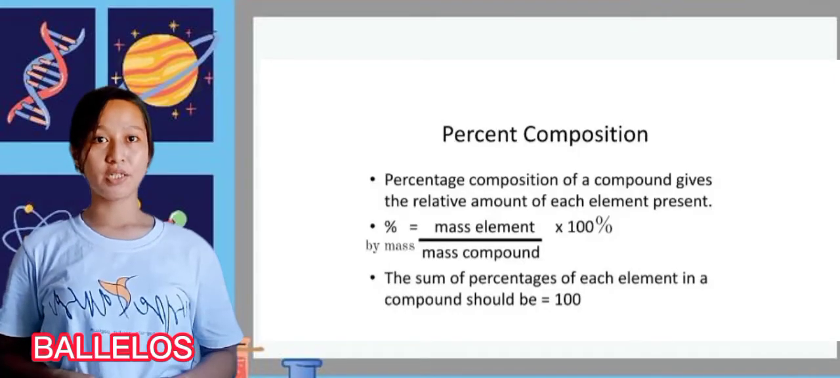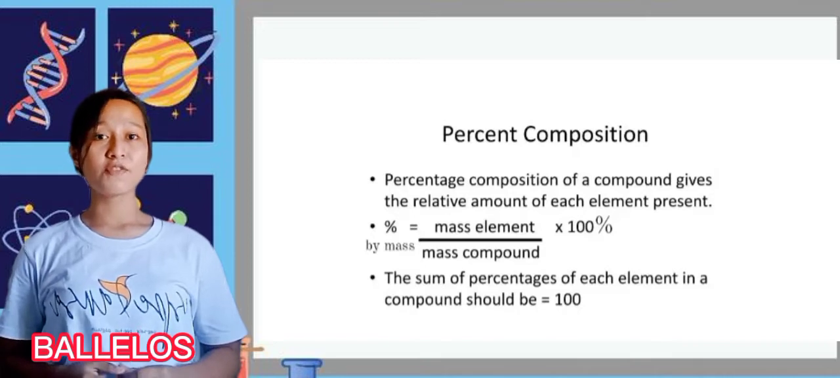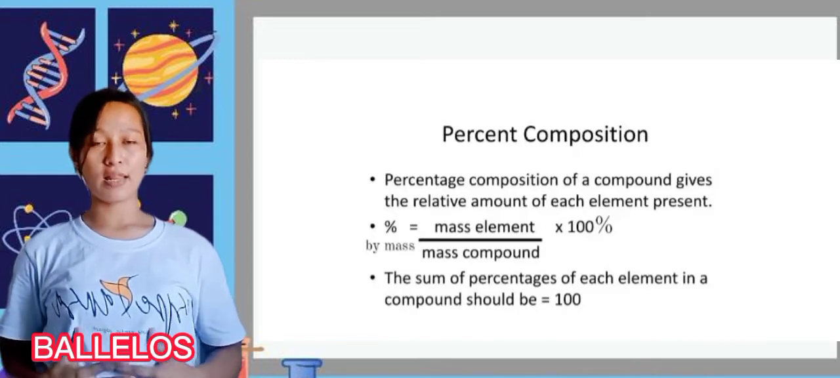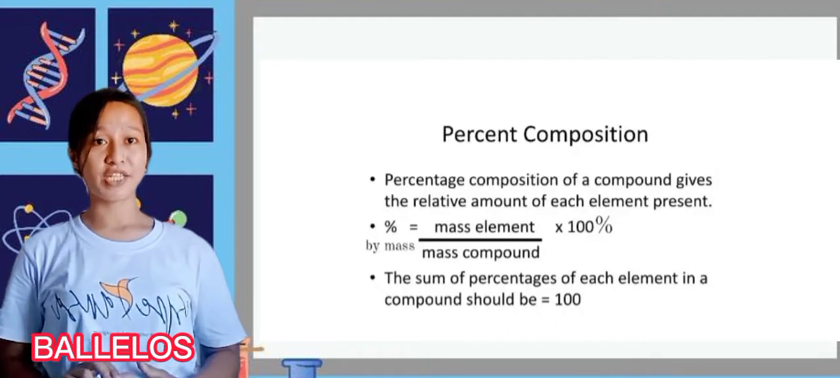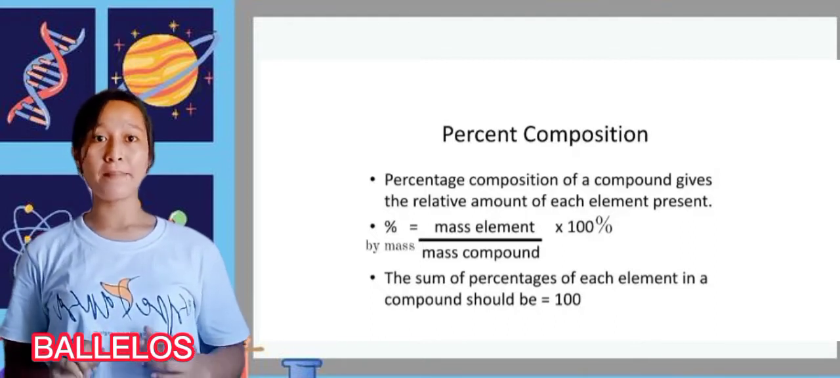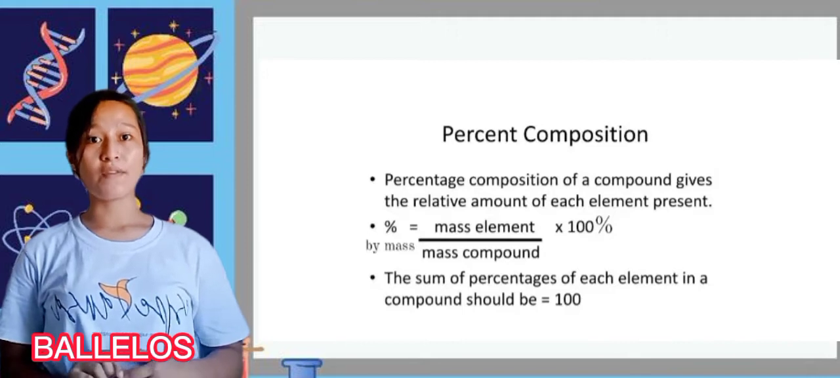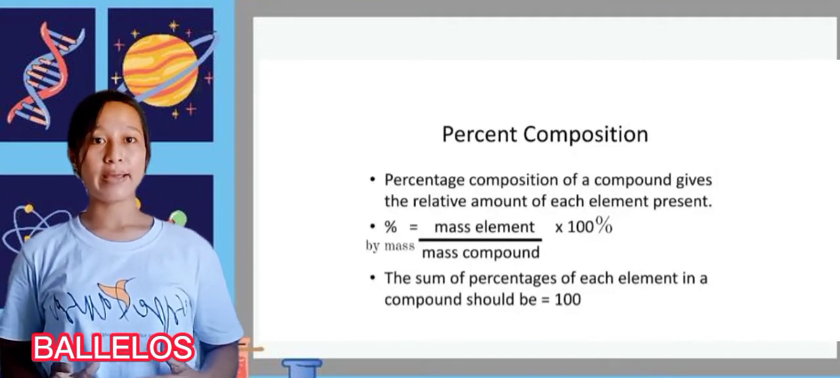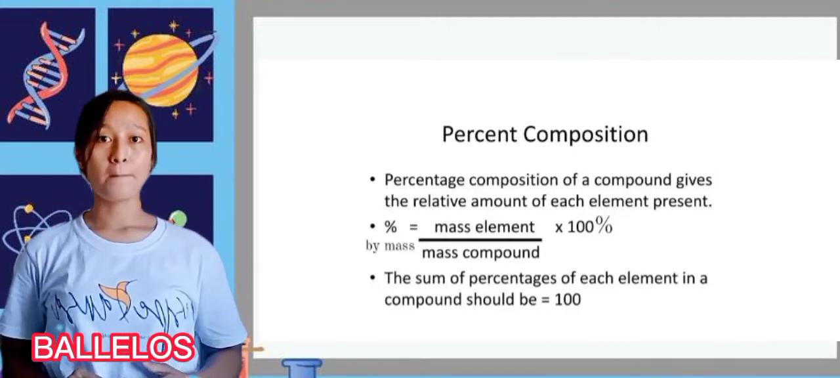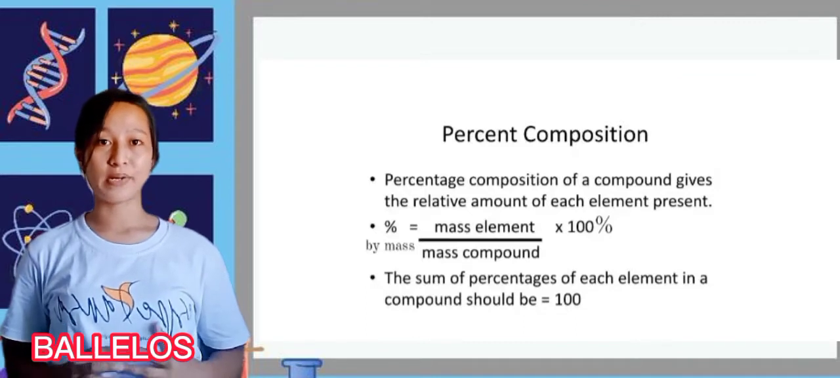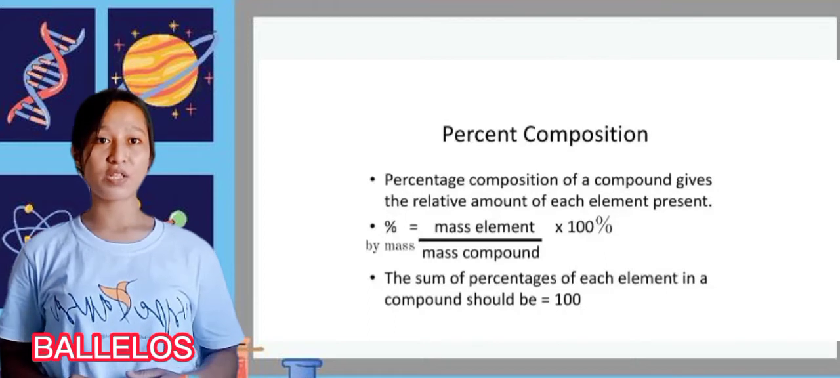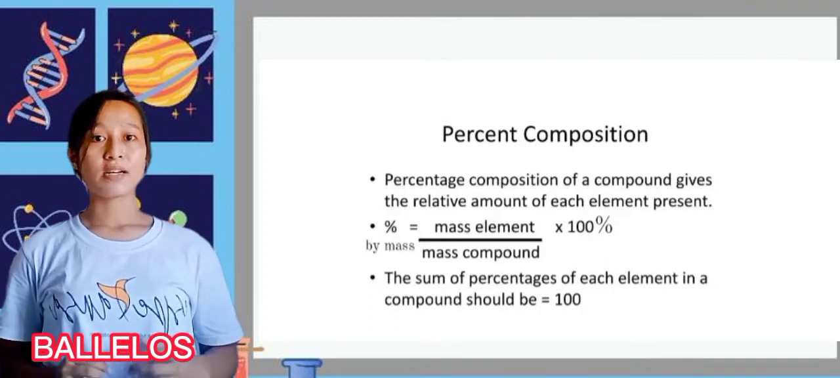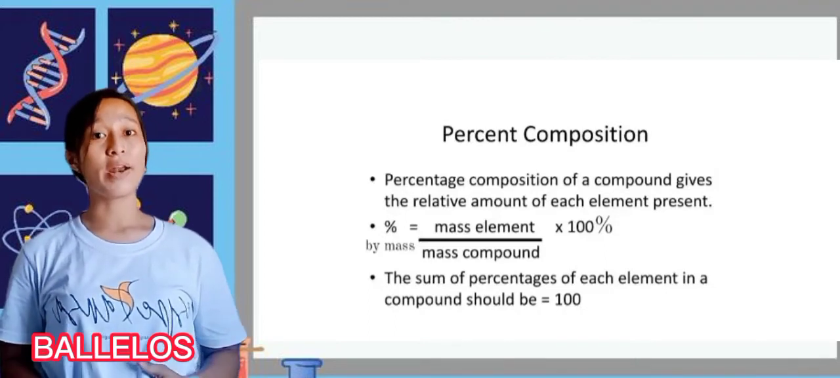Percentage composition of a compound gives the relative amount of each element present. The formula of percent composition is: percent by mass equals the mass of the element divided by the mass of the compound, multiplied by 100%. The sum of the percentages of each element in a compound should be 100.